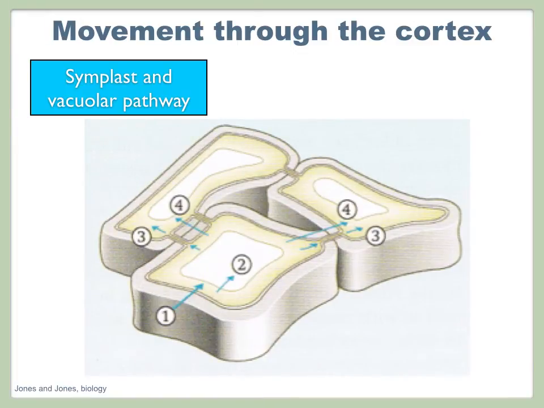The symplast and vacuolar pathways take place across the cytoplasm and vacuoles of the cortical cells as a result of osmosis. So the water passes through the cells along tiny openings called plasmodesmata. Each plasmodesma is filled with a thin strand of cytoplasm. There's therefore a continuous column of cytoplasm extending from the root hair cell to the xylem at the center of the root. So as water moves from one cell to the other, a water potential gradient is set up.